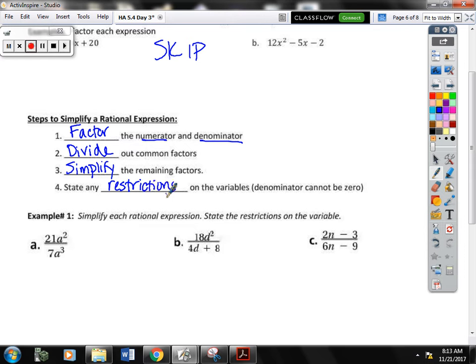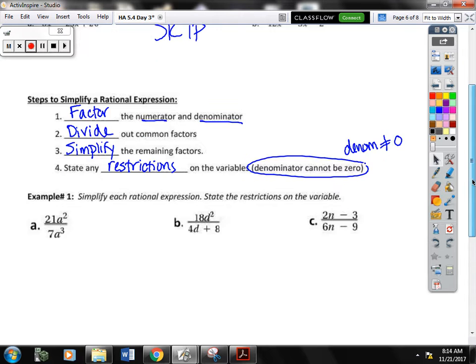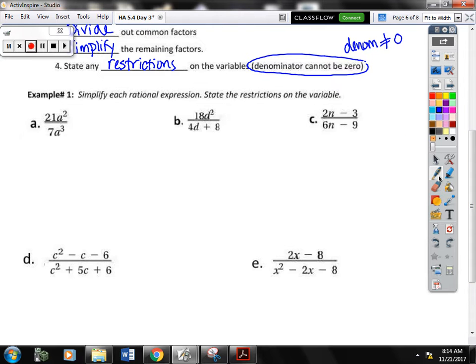We did that way back in, I think, chapter 1, when we did solving literal equations that had all the variables. So remember, the restrictions on the variables are just that the denominator cannot be 0. If you get x in the denominator, you would just say x cannot be 0. It can be any number besides 0, but if 0 were to be plugged in, then you would get an undefined expression.